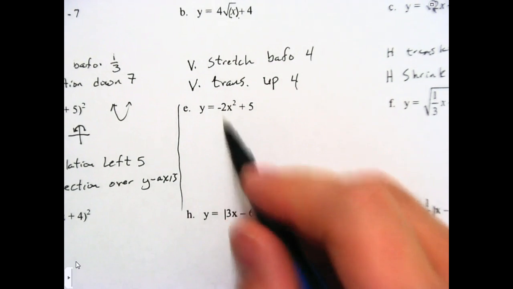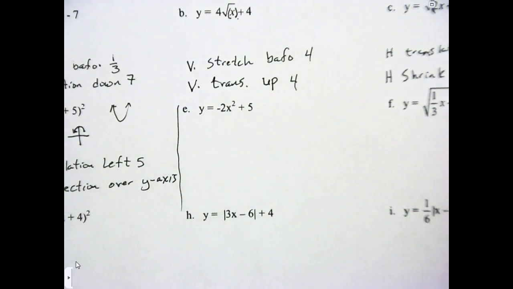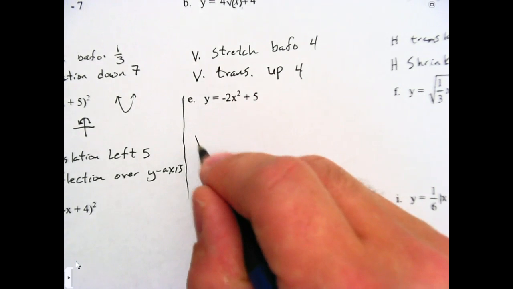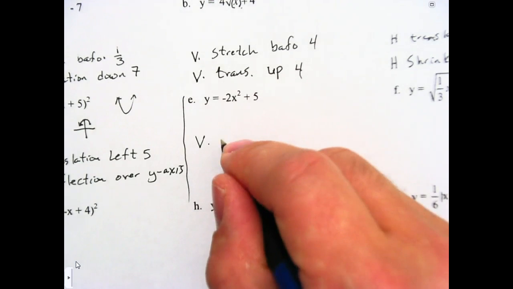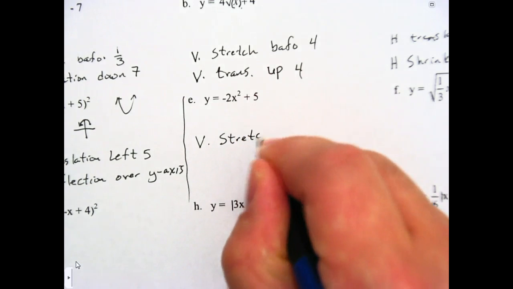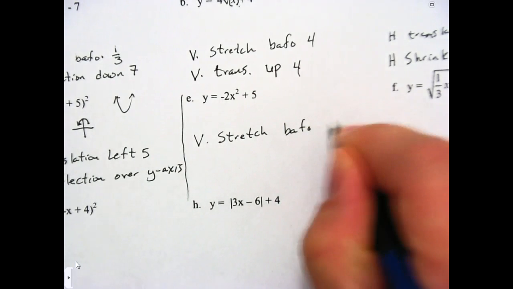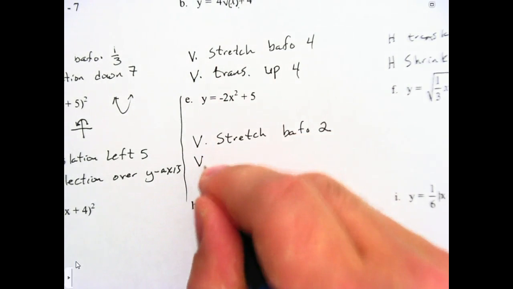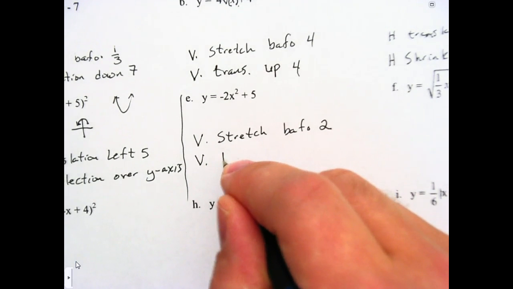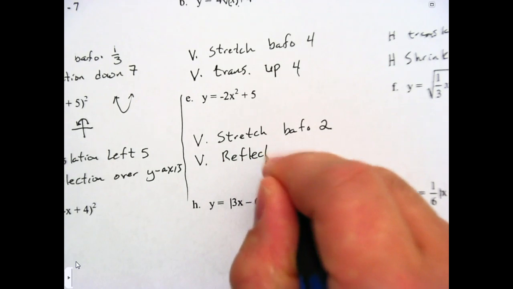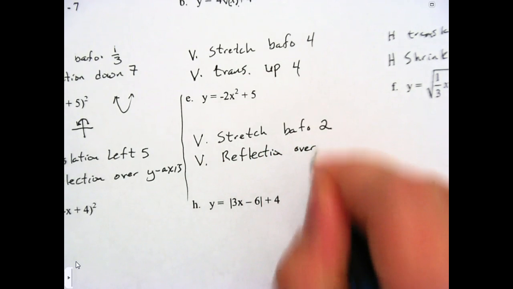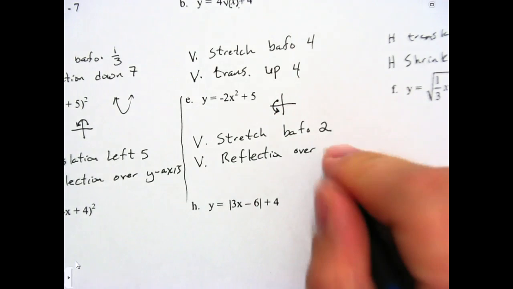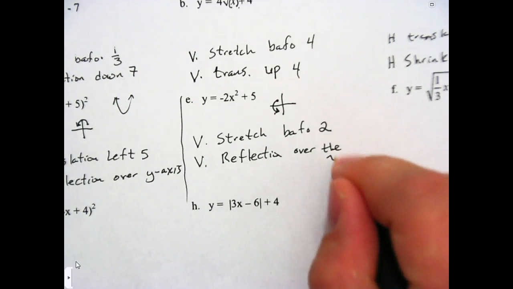Okay, ladies and gentlemen, which one do I start with? Do I start with 2, negative, or 5? 2. 2 is a vertical or horizontal? Vertical what? It's a vertical stretch. Bafo 2. And then the negative is a vertical reflection over. If we're going vertically, we go that way. So it's going over the x-axis.